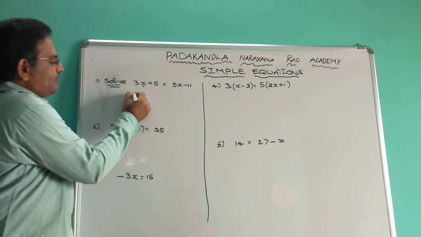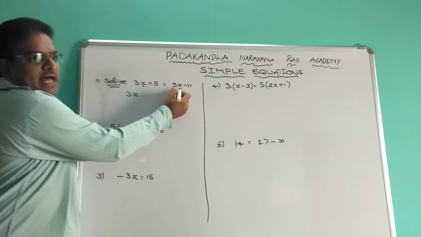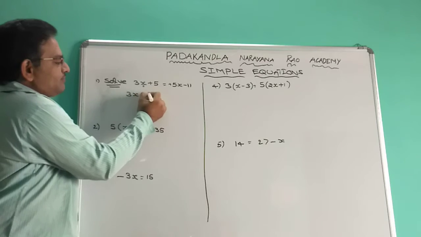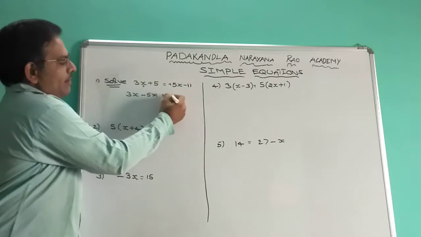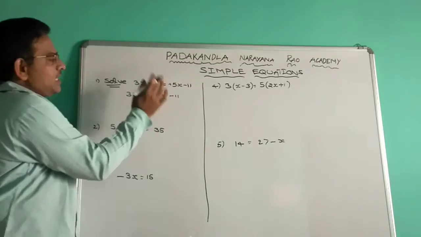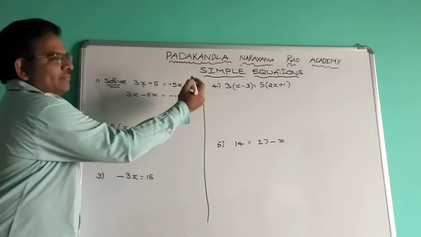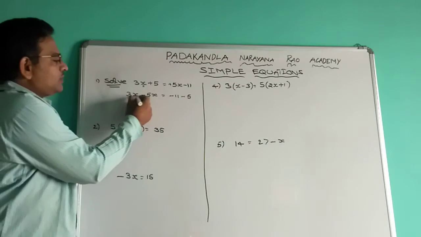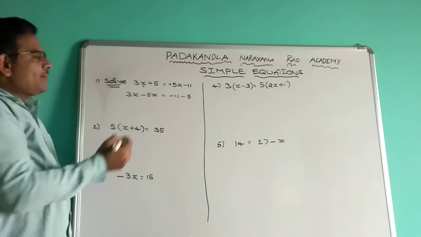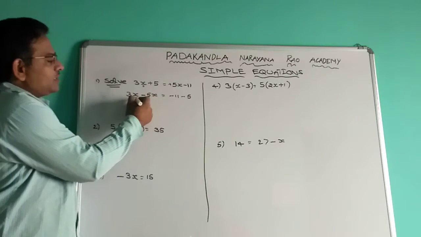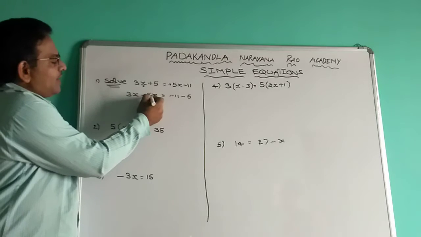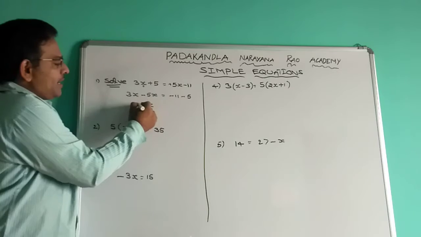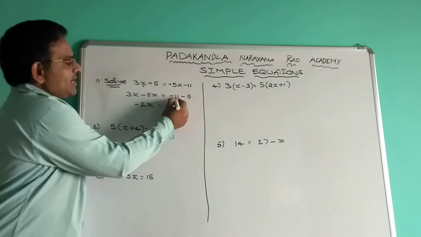Now 3x, here 5x is the variable, so take this 5x to this side as minus 5x, that is 3x - 5x equal to -11 as it is, and +5 transfers to the right hand side as -5. Now 3x - 5x. Some of the members are confused about how to find 3x - 5x. First take 5x - 3x, you get 2x. The bigger number is 5, and before it is minus, so -2x = -11 - 5.